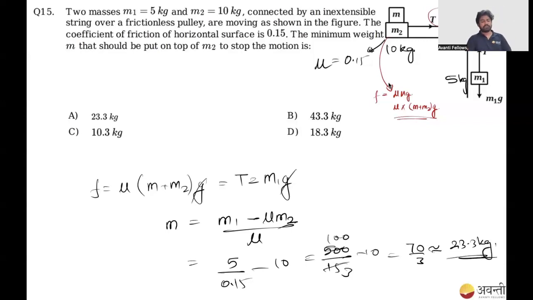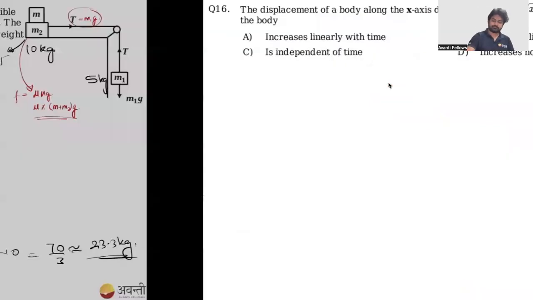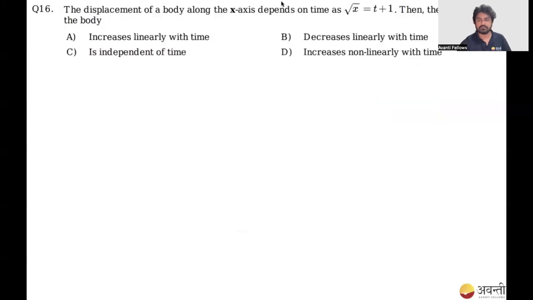Okay. So very simple question again. Let's move to the next question. Please read the question quickly. 1 minute for reading.